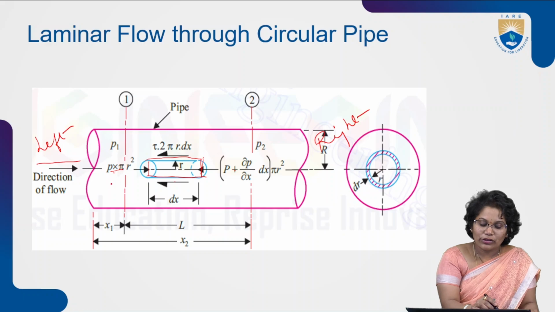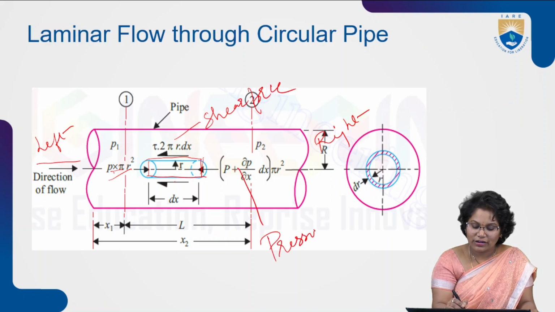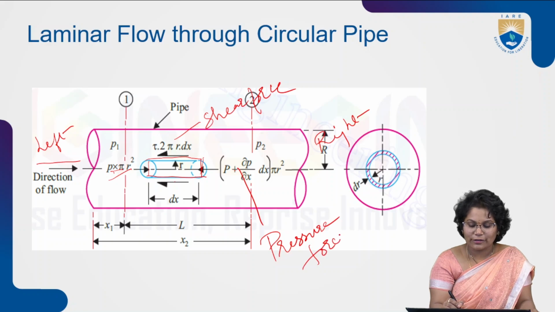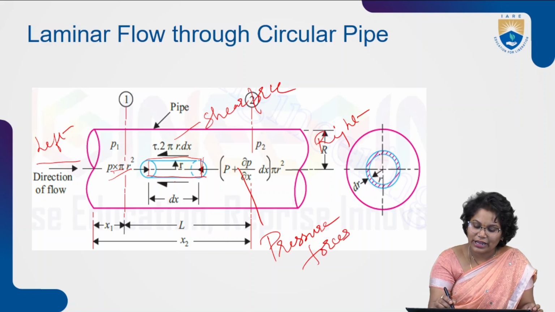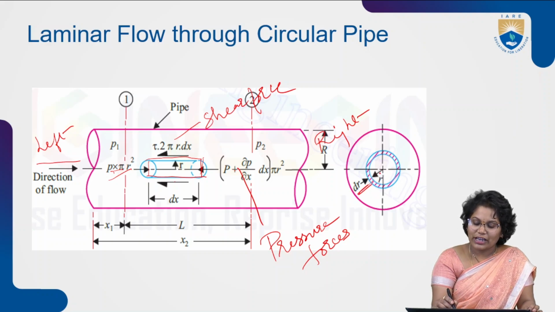From left to right we are seeing the pressure forces, and from up and down we are seeing the shear forces. Left to right it is pressure forces, right? And the diameter of the small element is dr.